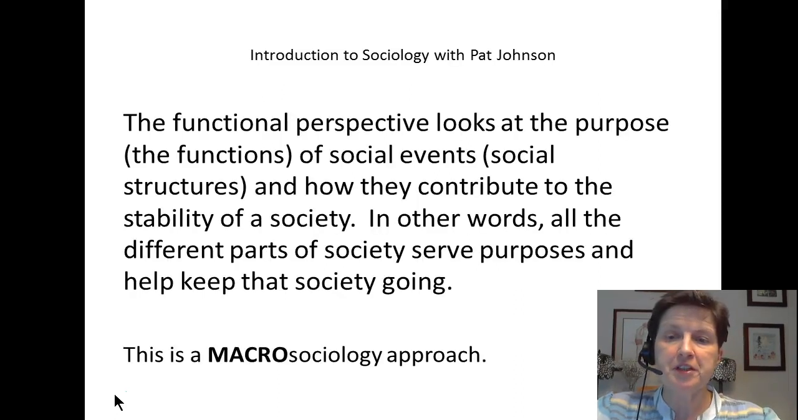The functional perspective looks at the purpose, and by purpose we mean the functions of social events or social structures, and how they contribute to the stability of a society. In other words, the functional perspective looks at the different parts of society and the purposes those parts serve in keeping the society going. This is a macro sociology approach. In other words, it's a large picture view of society.